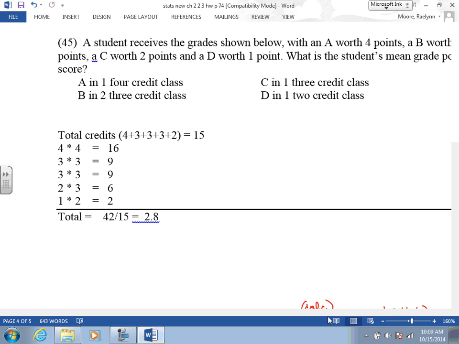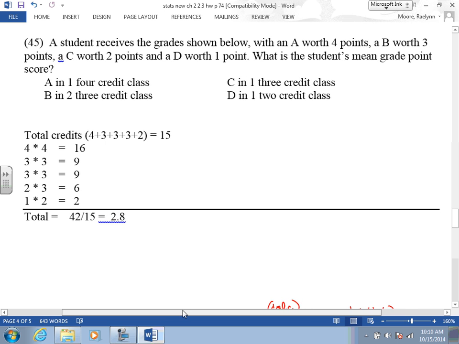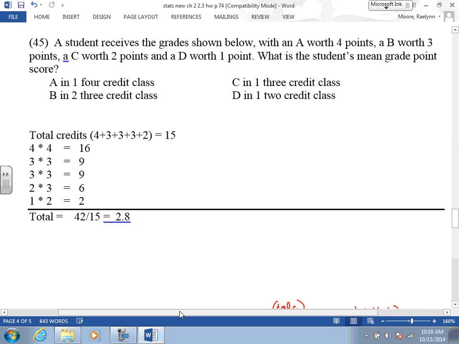Okay, so an A is worth 4 points, a B is worth 3 points, a C is worth 2 points, and a D is worth 1 point. And it goes by how many credits you have. Because a 4-credit course is going to give you a little more pull than a 3-credit course, a little more pull than a 2-credit course.